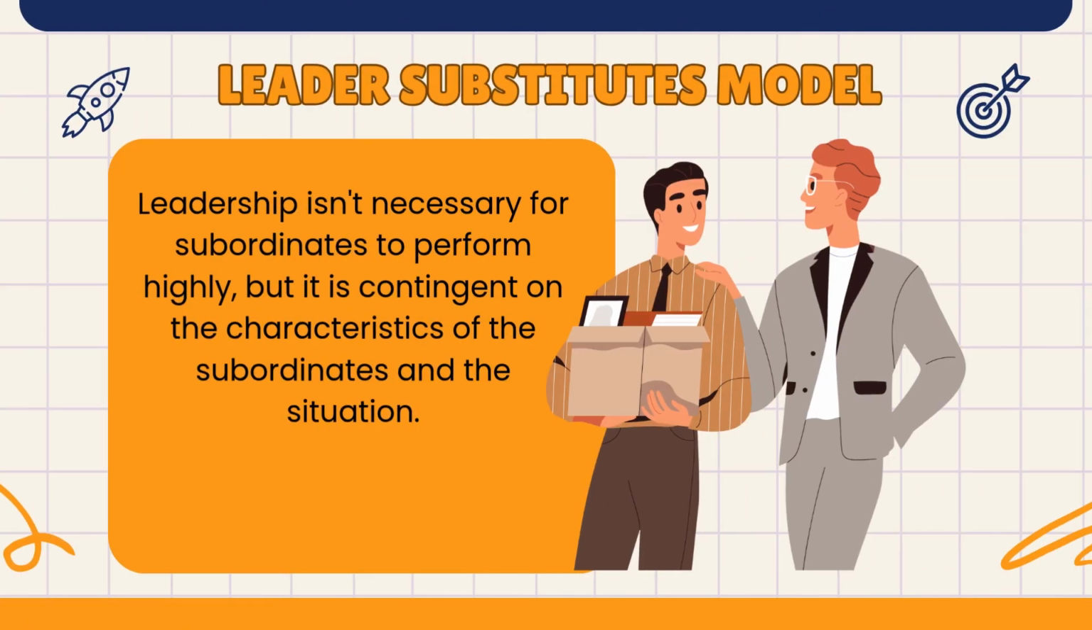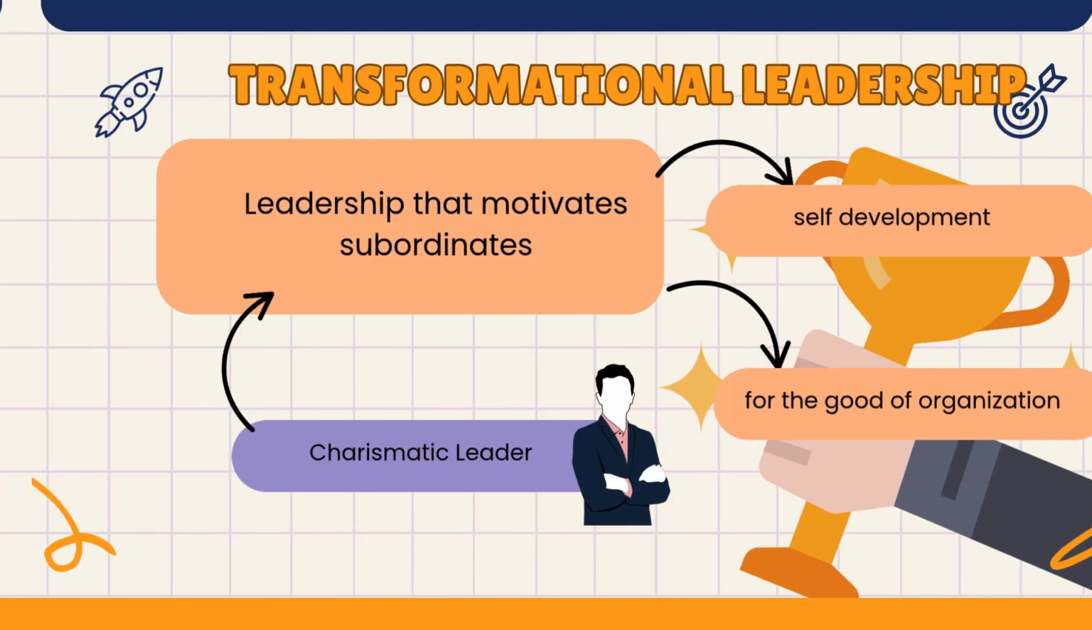Leader substitutes model. Leadership isn't necessary for subordinates to perform highly, but it is contingent on the characteristics of the subordinates and the situation. In the leader substitutes model, capable and motivated subordinates, or a well-structured job, can reduce the need for direct supervision.